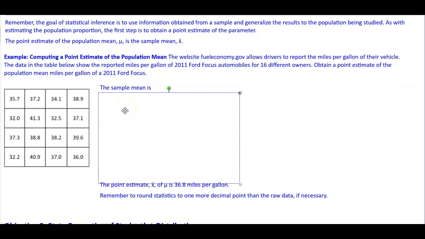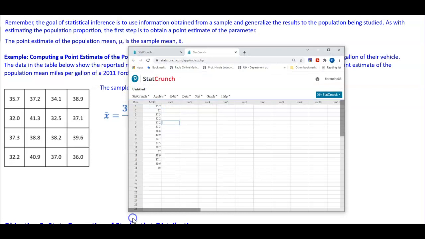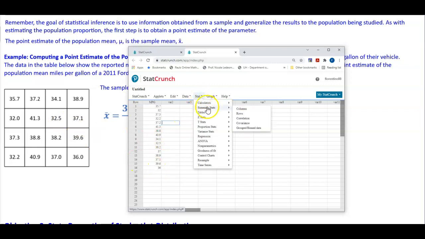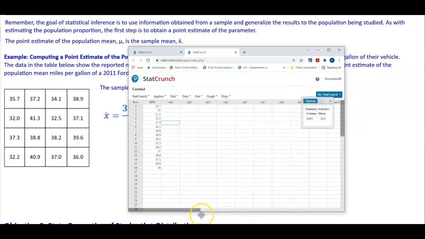Now, the sample mean, doing it by hand, would be the following. We would take all these values and divide by how many values there are, which is 16. In this case, when we're given a numerous amount of values, we can just use StatCrunch. So what are we going to do? We're going to list all our values into StatCrunch. We select Stat, go to Summary Stats, and select Columns. Make sure we select the column for miles per gallon, and then we want the mean, and then select Compute.